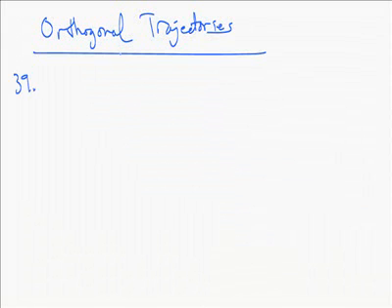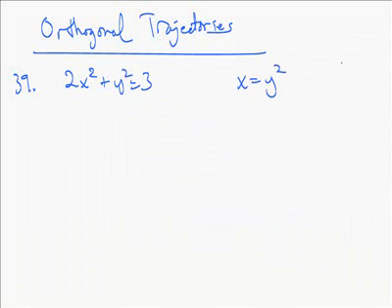This is going to be more of a specific example. As we said, orthogonal trajectories is when we show that a whole family of curves is orthogonal to a whole family of other curves. But if we look at 39, this will be good practice here. We have 2x squared plus y squared equals 3. We want to show that this curve is orthogonal to x equals y squared. Now what does it mean for two curves to be orthogonal? Well, it means that their slopes are going to be negative reciprocals of one another.